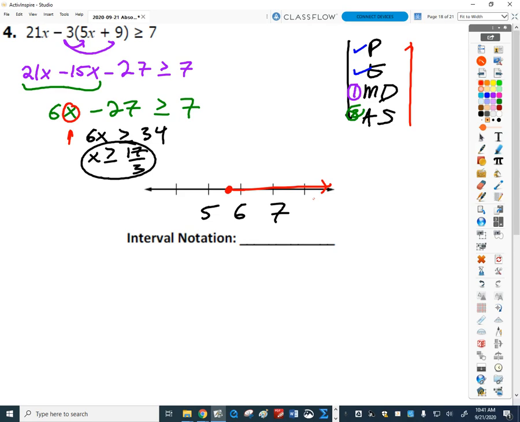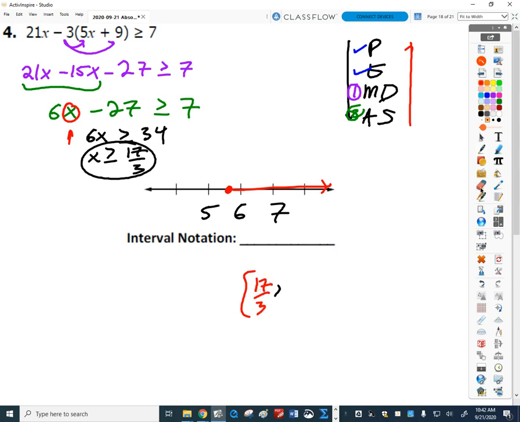If I want to use interval notation then, somebody walk me through exactly what that's going to look like. Natalie, what am I going to write down? What's the first symbol I write if I'm going to write this using interval notation? A bracket. Good. Then what? 17/3. Good. That's my lower boundary.